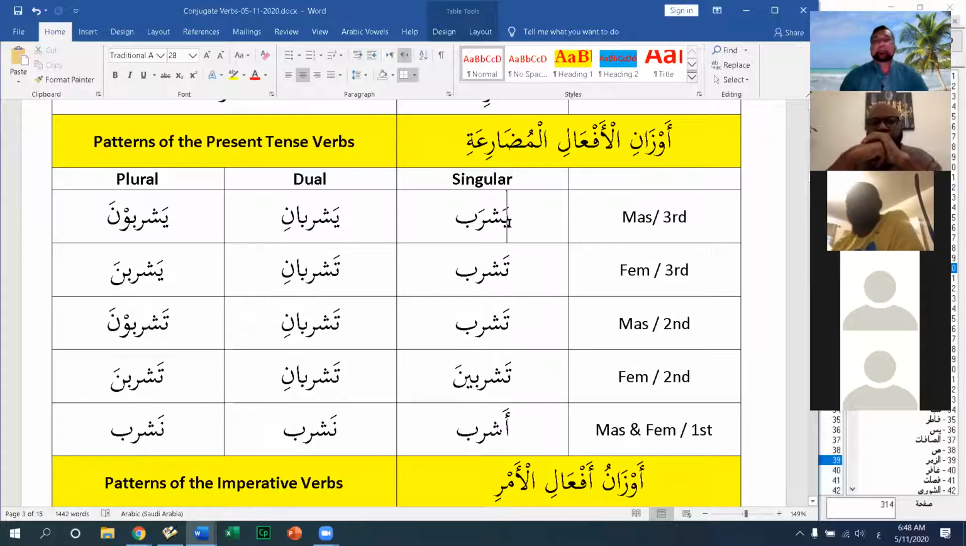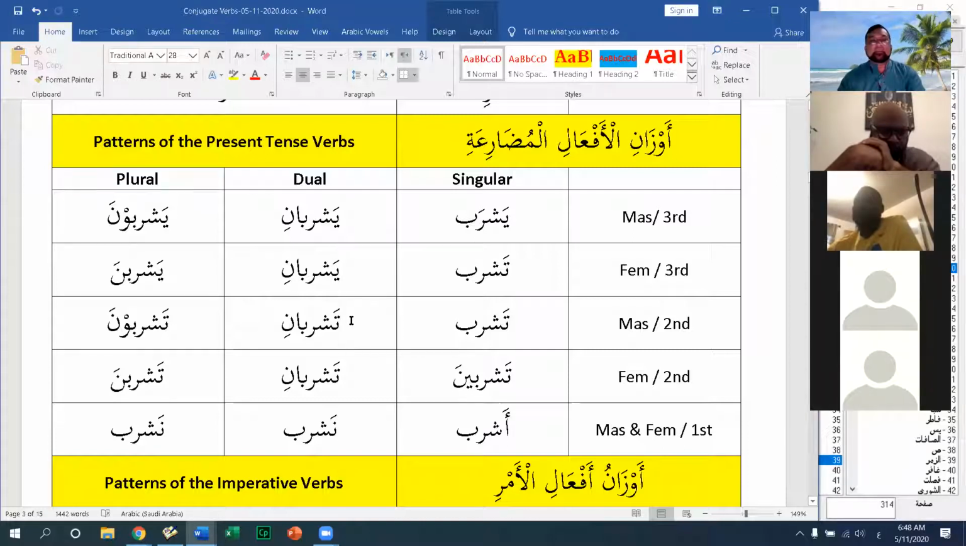هو يشرب، هي تشرب، أنت تشرب، أنت تشربين، أنا أشرب، هما يشربان. No, this is a mistake, I made a mistake there. Let me fix that: هما يشربان.